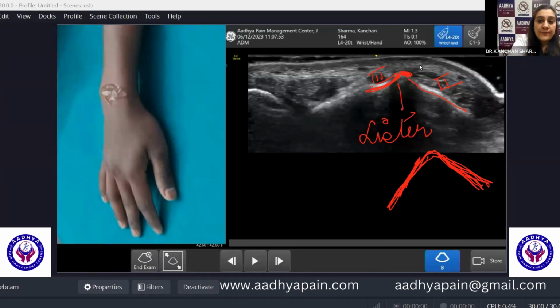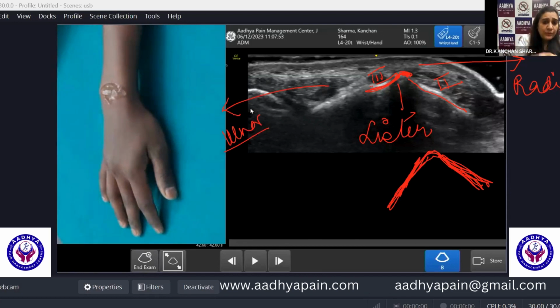So if you are going towards this side, this is going to be your radial side. And if I'm moving my probe towards this side, this is going to be my ulnar side. This is how exactly I have kept the wrist joint. Fine. So this is your radial side. Again, I'm repeating, this is the ulnar side.